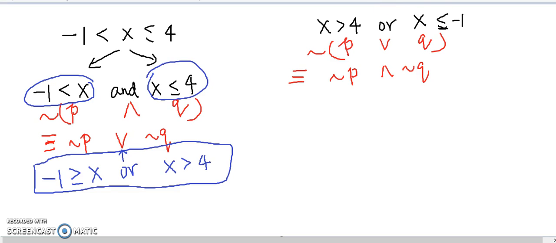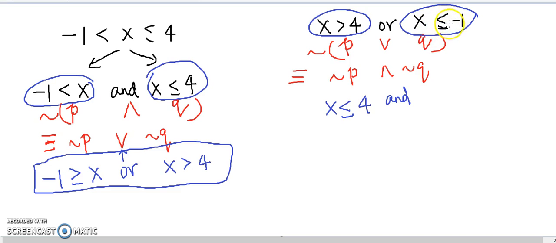When we do the negation of P, the negation of greater than is less than or equal to, so we get x ≤ 4. This will be "and" the negation of Q, the negation of x ≤ -1. We flip the sign, and we get x > -1.